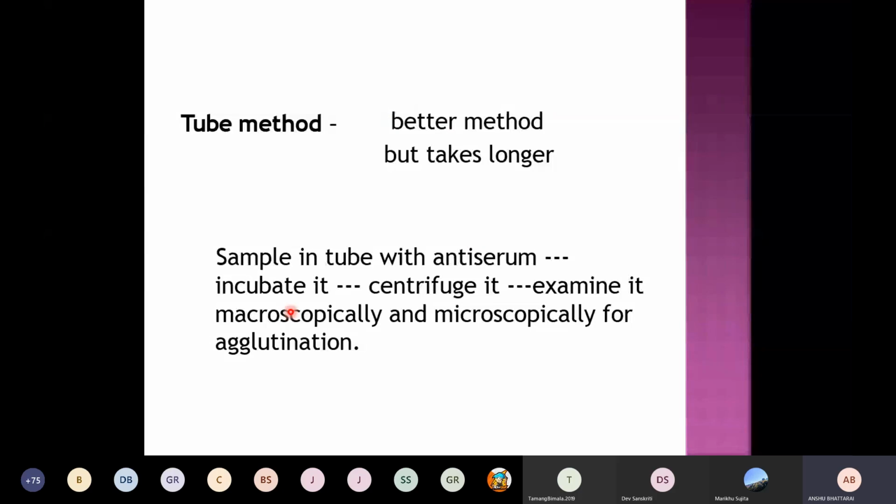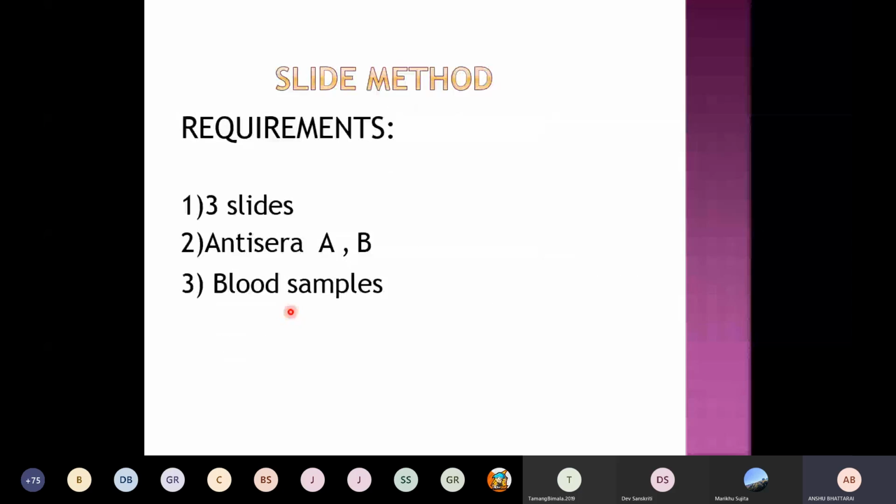What we do is known as the slide method. You are aware of what glass slides are, right? There are certain glass slides that are used for this. Actually, 3 slides are used in our lab. You'll also require antibodies or anti-sera A and anti-sera B, and also blood samples. First, let's look at one video and I'll again explain the process to you.